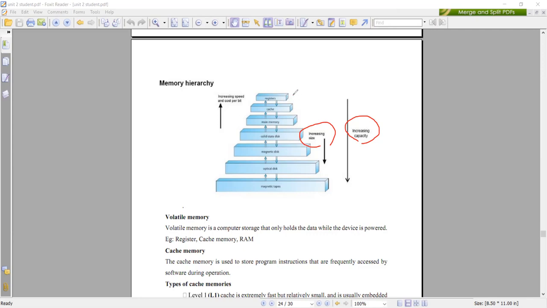So what has the least capacity? Registers, then cache memory, then main memory, that is RAM, solid state disk, magnetic disk, optical disk, and the magnetic tape has the highest size and capacity.